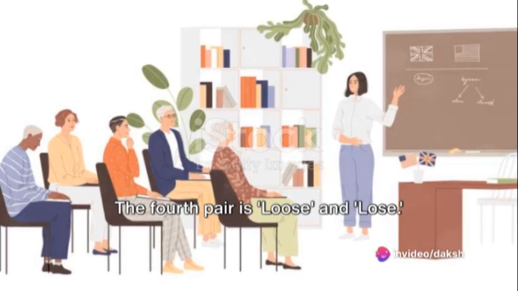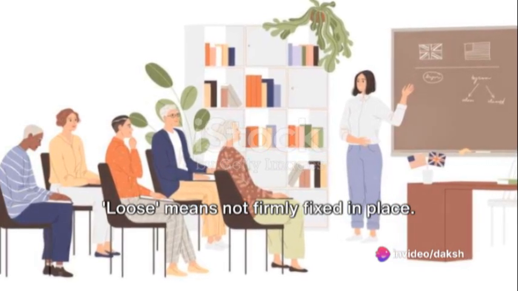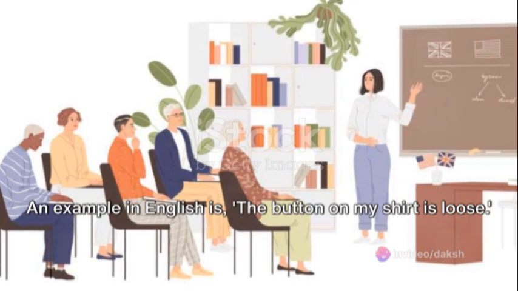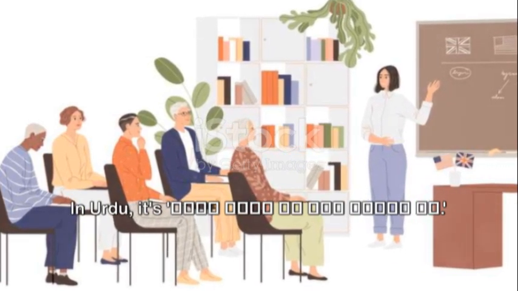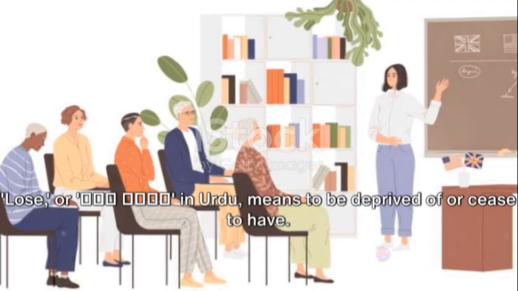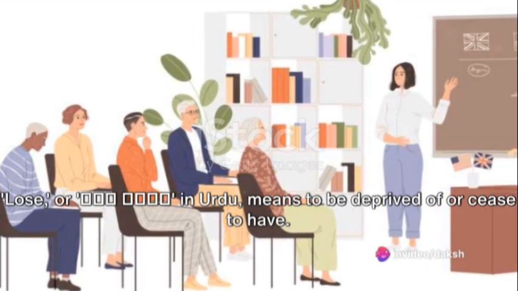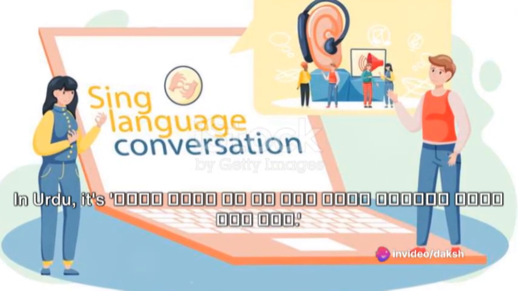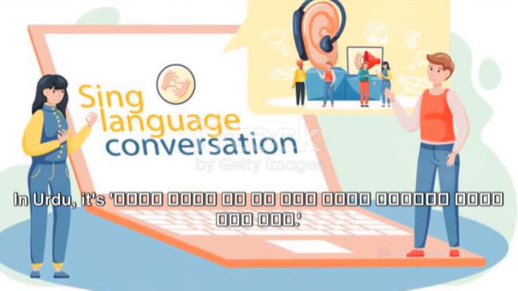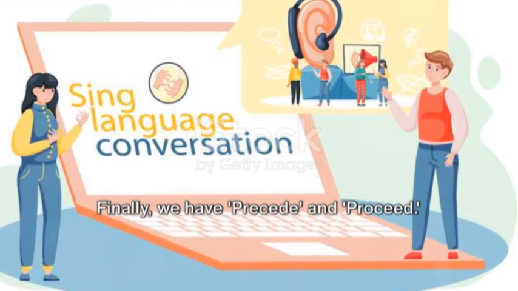The fourth pair is loose and lose. Loose means not firmly fixed in place. In Urdu, it's dil. An example in English is, the button on my shirt is loose. In Urdu, it's mairi kamis kabitan dil hai. Lose or kodain in Urdu means to be deprived of or cease to have. An example in English is, I hope I don't lose my keys. In Urdu, it's mji midhi kamain pinich bin naim ku didalwen.